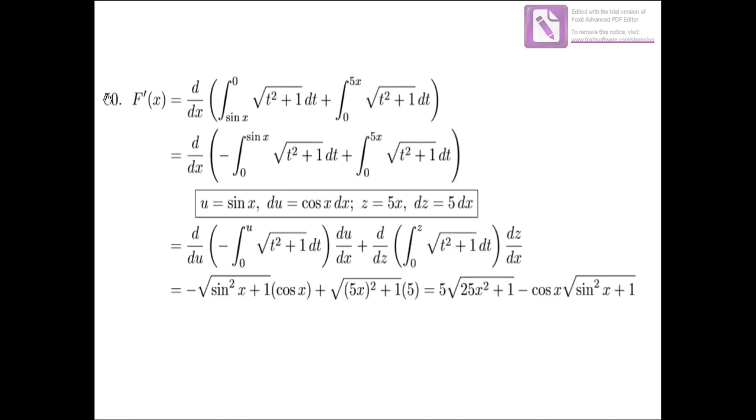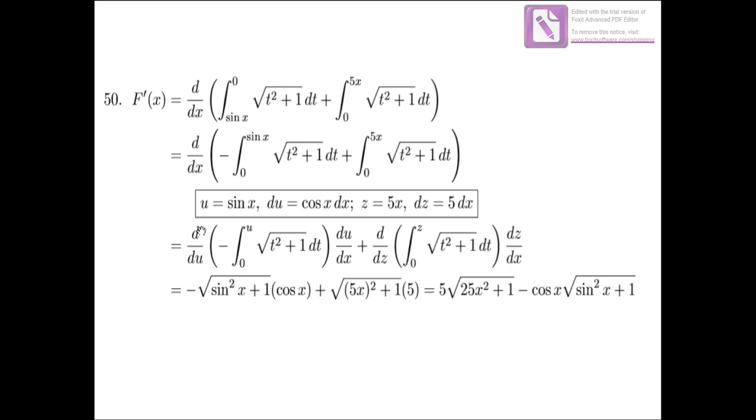So this will give us f prime of x equals d over dx of the integral of the function from sine x to 0, plus the integral of the function from 0 to 5x. Because if you add these two, you will get the integral from sine x to 5x. For this one, here we have sine x to 0. In our fundamental theorem of calculus, we have from a to x. So we need to interchange this one, so it will be minus the integral from 0 to sine x of root t squared plus 1 dt, plus. This one we put the same.